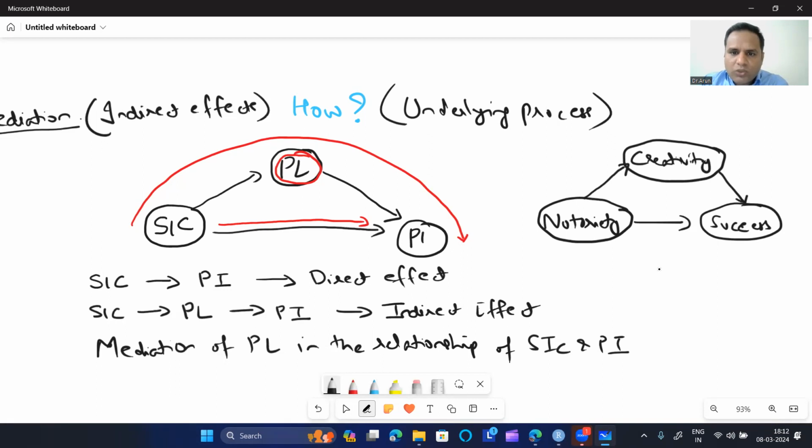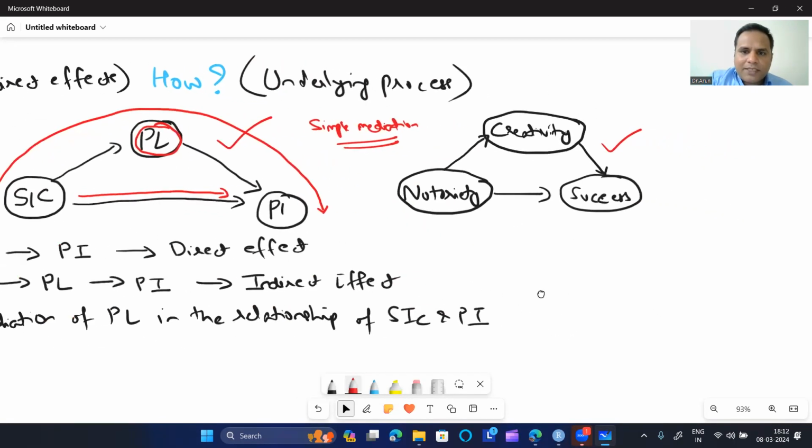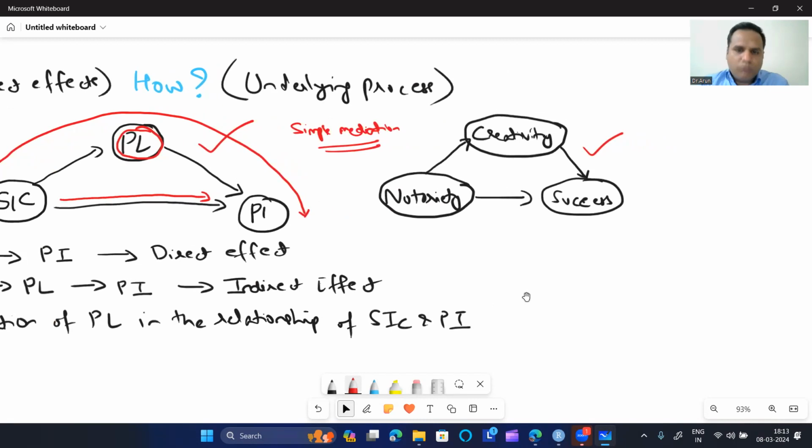Both the models that you see before you are a case of a simple mediation. Both this model and this model are simple mediation. Now let us extend this notoriety success model.